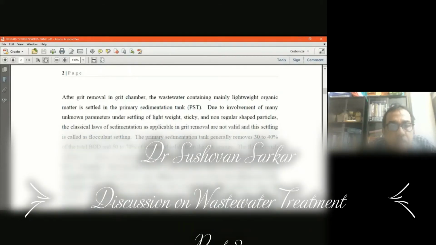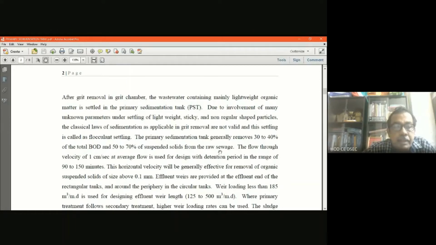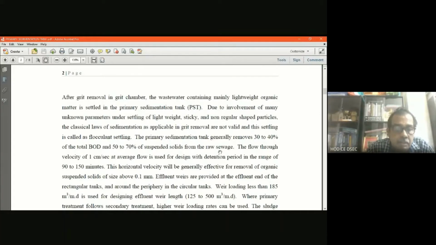Last time we discussed the grit chamber. That means we have studied how grit particles like sand and inorganic particles were settled in the grit chamber. Basically, it was a sedimentation type of basin that we have seen earlier. Now we'll discuss the next treatment process in wastewater treatment, which follows the grit chamber, that is the primary sedimentation tank (PST).